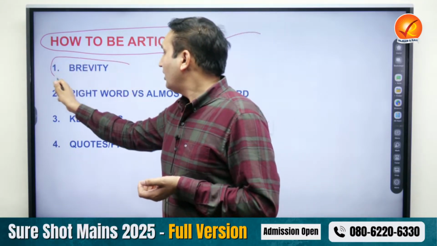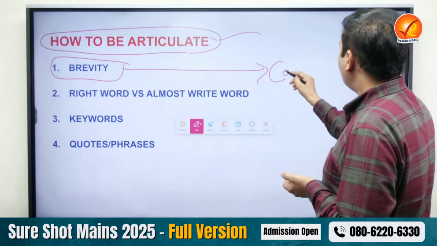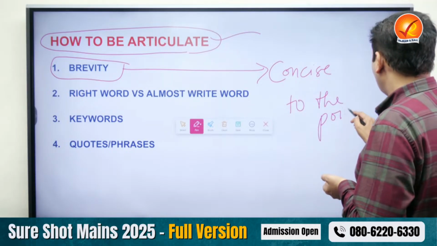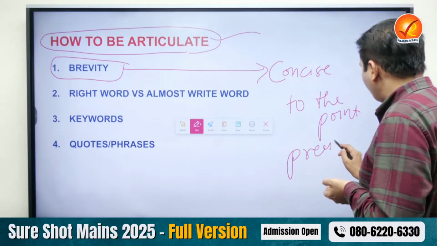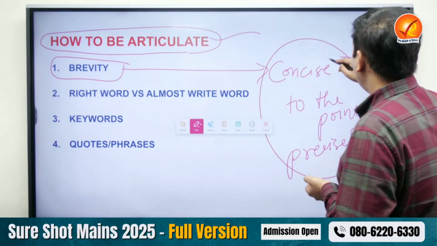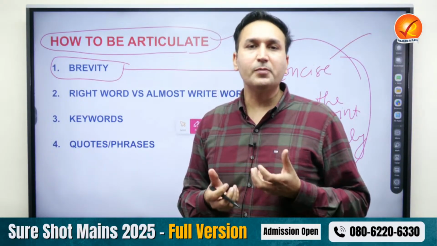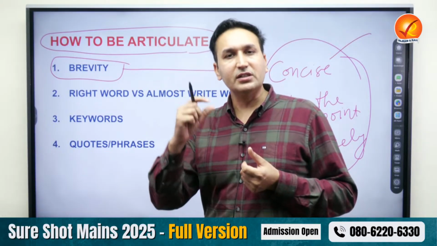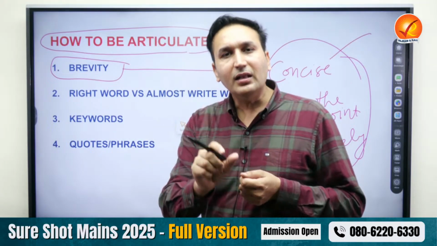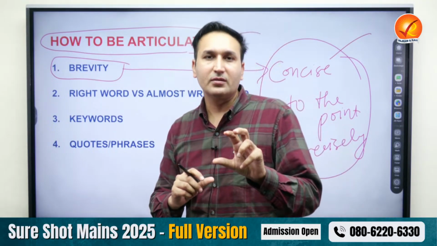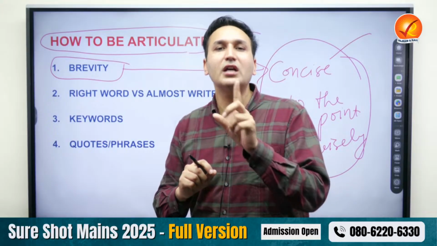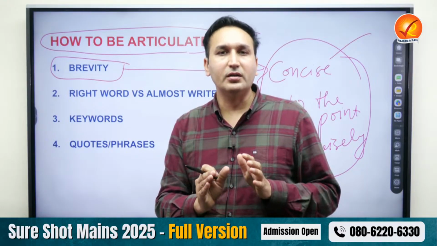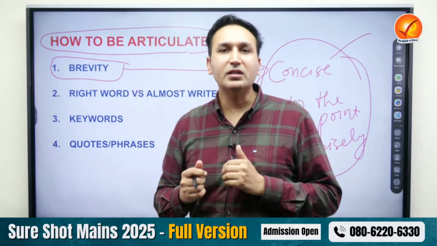First of all is brevity. Brevity means whatever you are writing, you write it concisely, to the point, and precisely what you want to write. You might have heard the quote of William Shakespeare that brevity is the soul of wit. It simply means that if someone can tell whatever they want to tell in very few words, that shows that person's intelligence. Wit means intelligence. So if you are concise and to the point, that shows the examiner how intelligent you are.